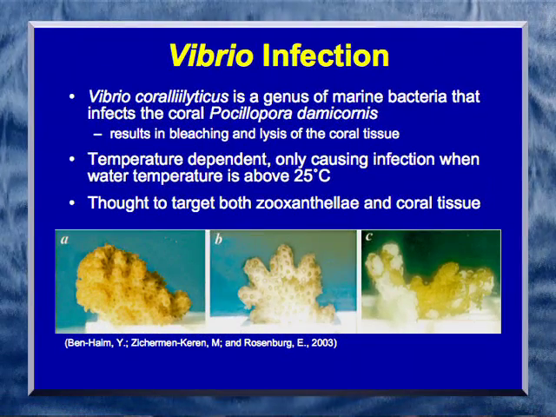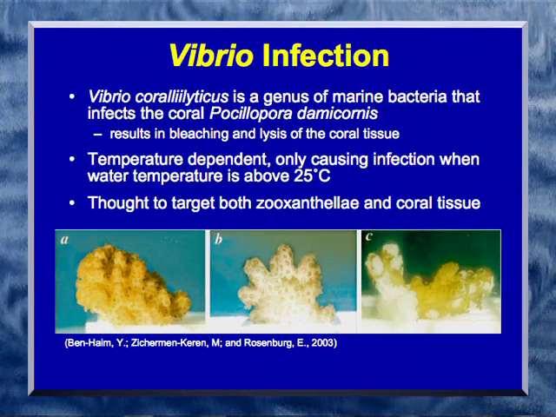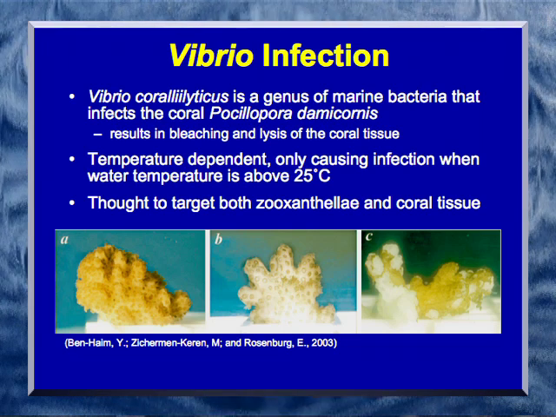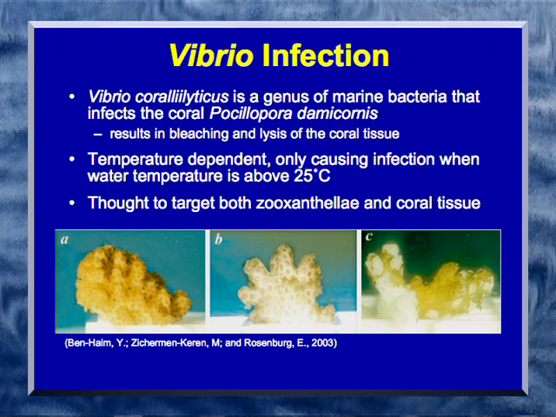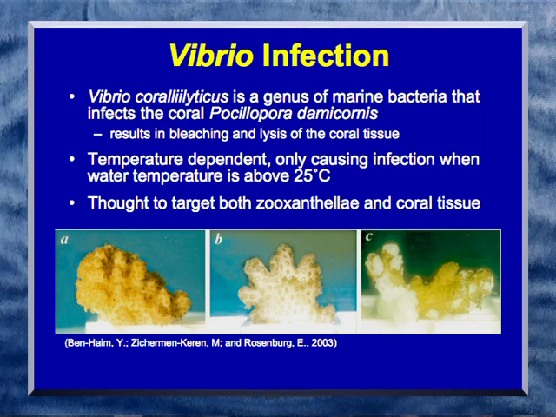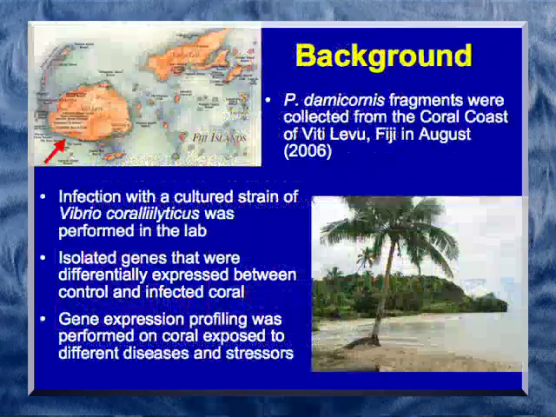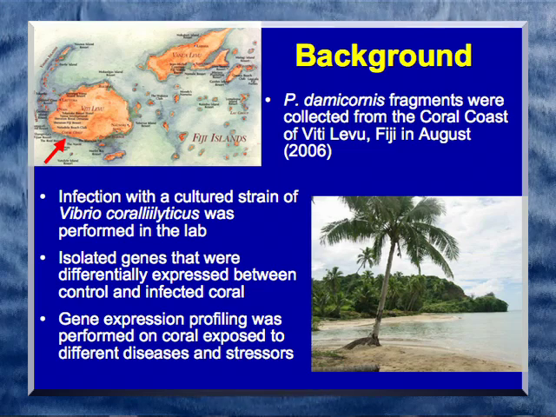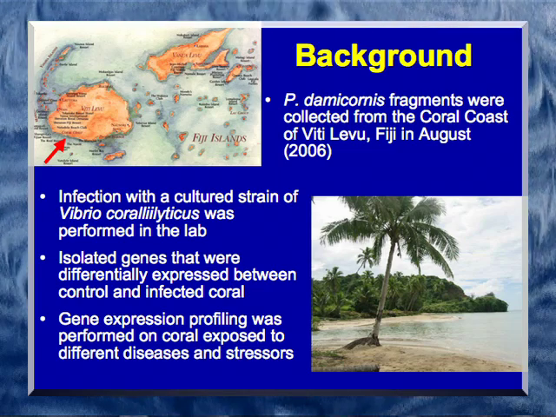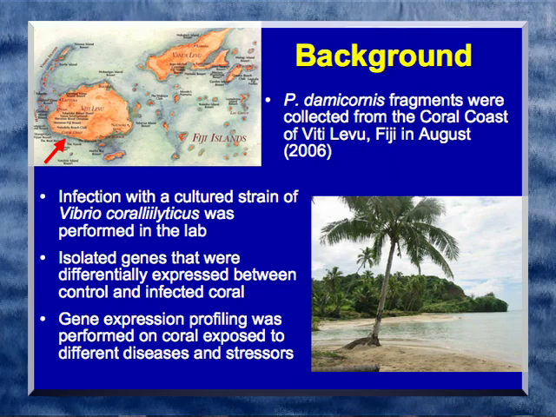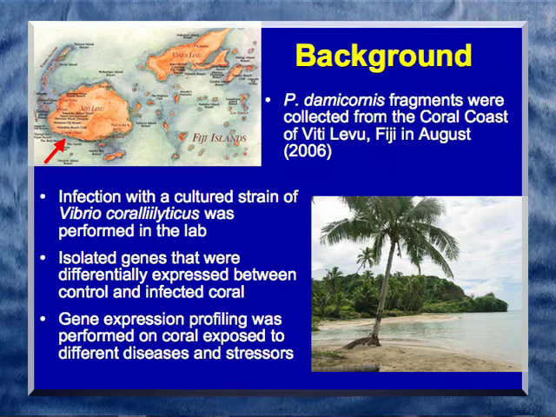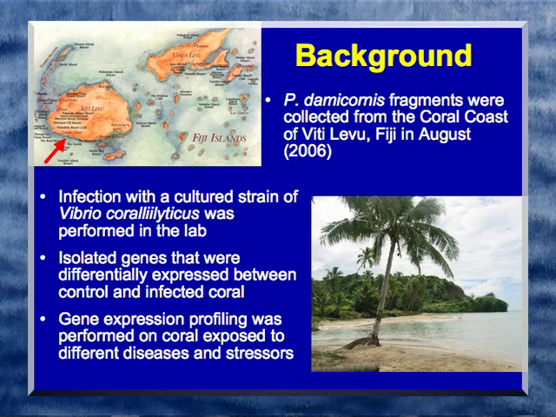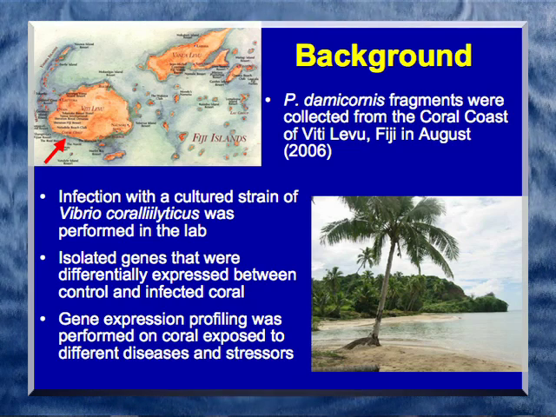And the Vibrio does not become pathogenic or severely infective until after or above 25 degrees Celsius, so it is temperature dependent. And it's thought to infect both the zooxanthellae and the coral tissue. So I did this work in Fiji on the island of Viti Levu here on the coral coast. And I collected Pocillopora damicornis by just walking out onto the reef and snorkeling and collecting fragments. And then I brought it back to the wet lab we had and infected it with cultured strains of Vibrio.